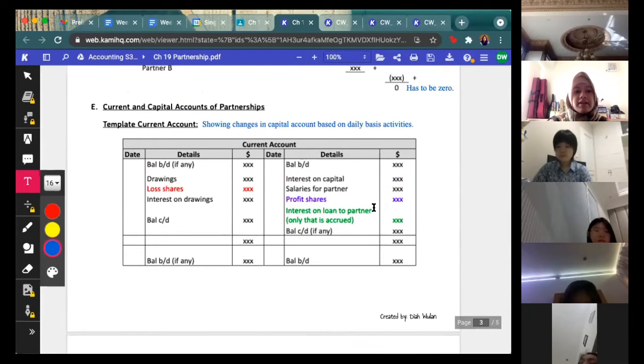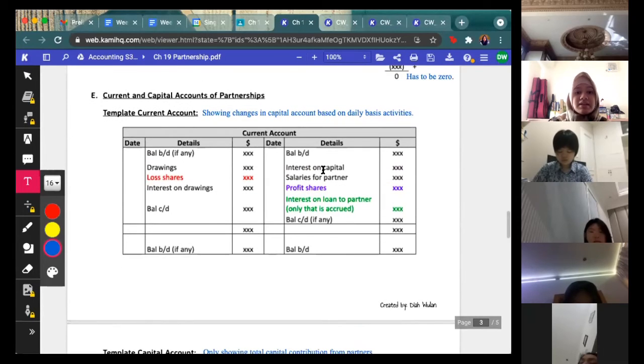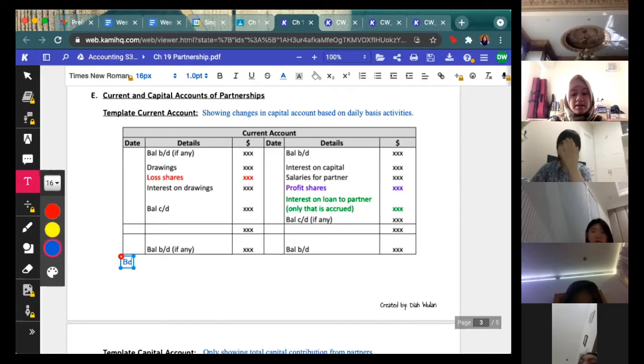Okay, thank you. The template of the current account shows the changes in capital based on daily activities. Now, in the current account there is a possibility that we have one balance, but it is not always on the credit side. Capital has a normal balance in credit, but for the current account, there's a possibility we have a debit balance.